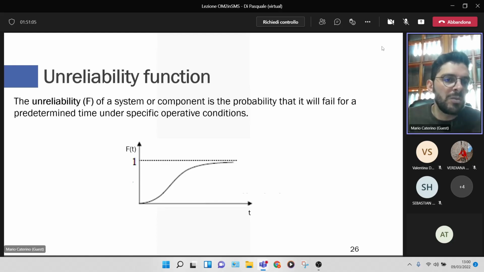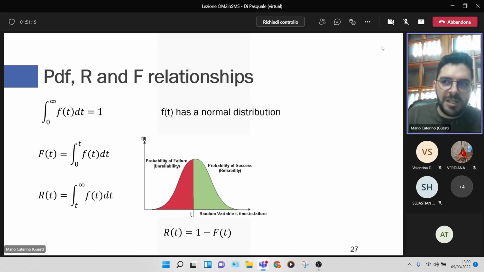So we know that the unreliability function will reach the value 1 when t tends to infinity. Thus, you can see that there is a relation between reliability and unreliability here. In particular, reliability is 1 minus unreliability.